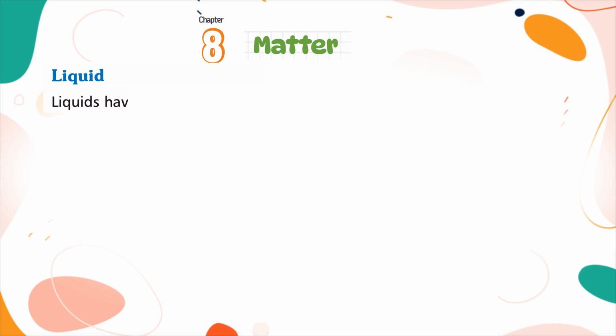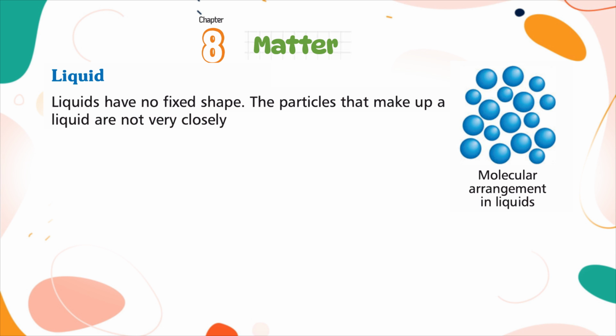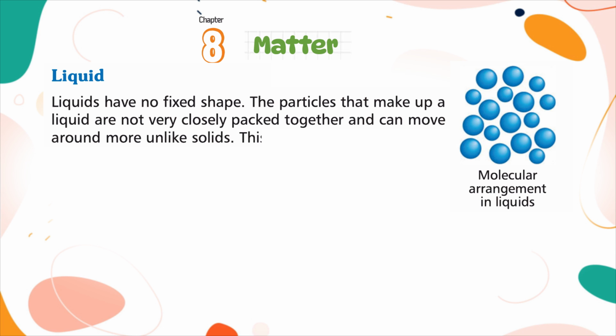Liquid. Liquids have no fixed shape. The particles that make up a liquid are not very closely packed together and can move around more unlike solids. This gives liquid the following properties.